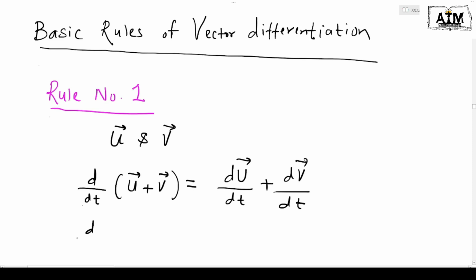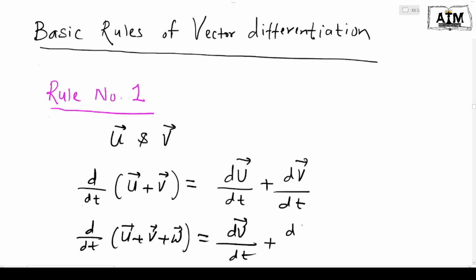Similarly, if there are three vectors u plus v plus w, in that case you can do the same thing. That is, derivative of vector u plus vector v plus vector w with respect to t equals derivative of vector u with respect to t plus derivative of vector v with respect to t plus differentiation of vector w with respect to t.